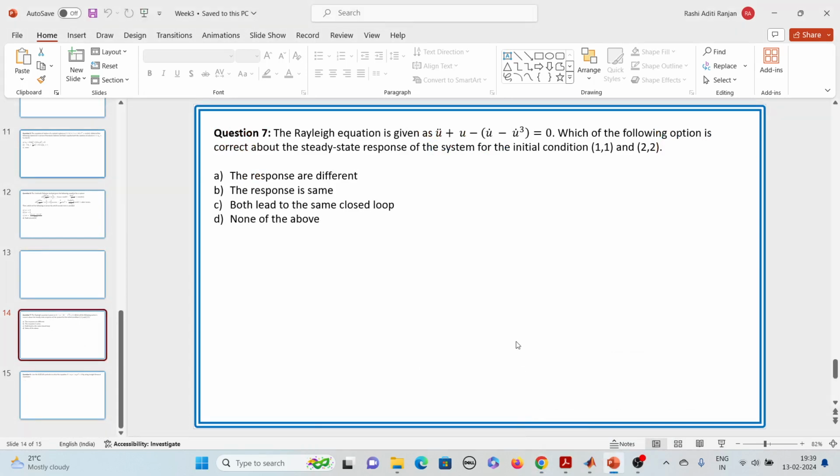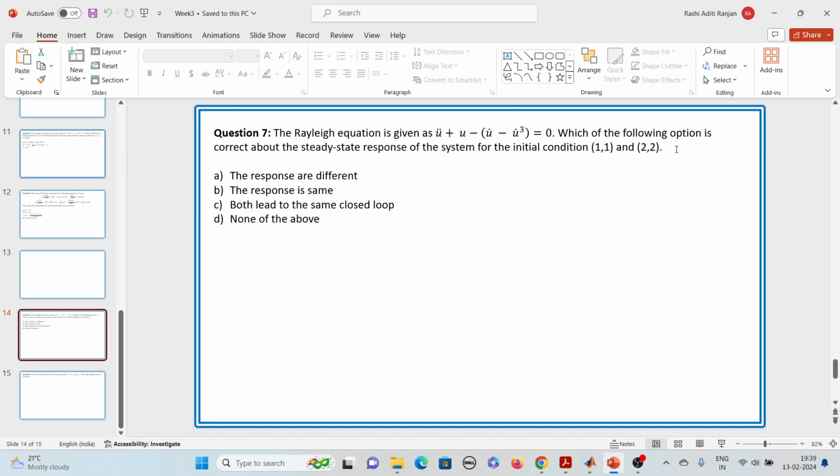Thank you. So coming on to the seventh question. The Rayleigh equation is given as, here's the expression. Which of the following options is correct about the steady state response of the system for initial condition 1, 1 and 2, 2? So first of all, what is a steady state response? Simple, when the system settles down to a position. If there is damping present in the system, like in the case of a spring mass damper system, and also if we have forcing present in it, what is going to happen?